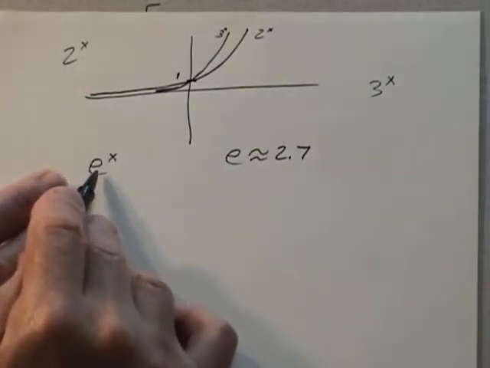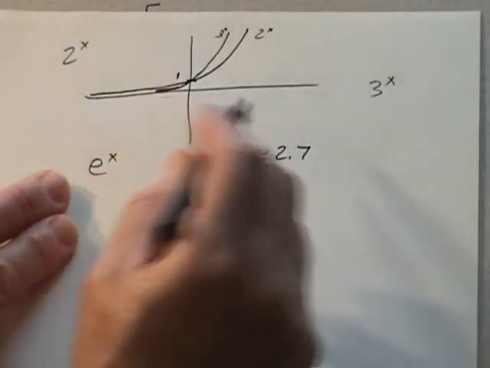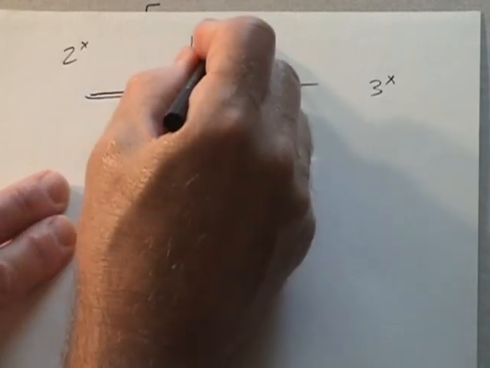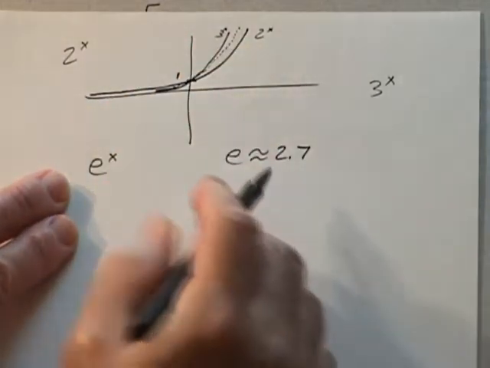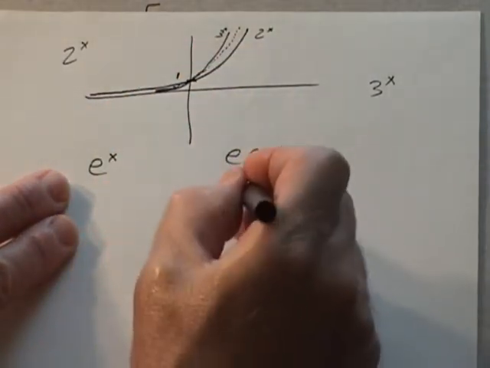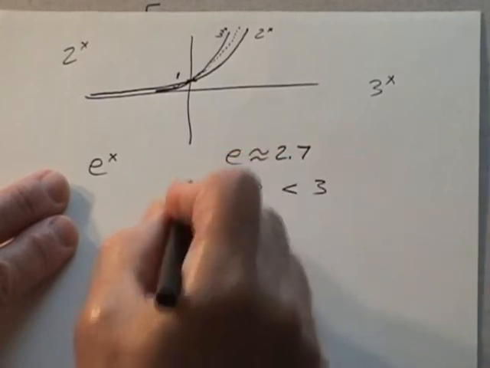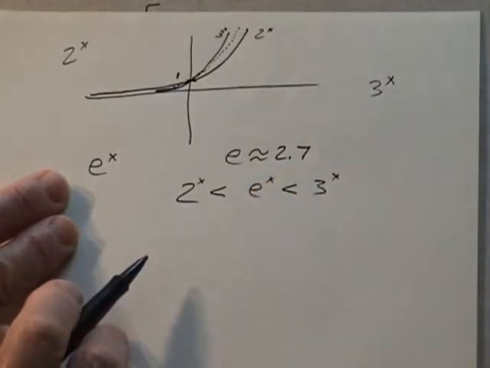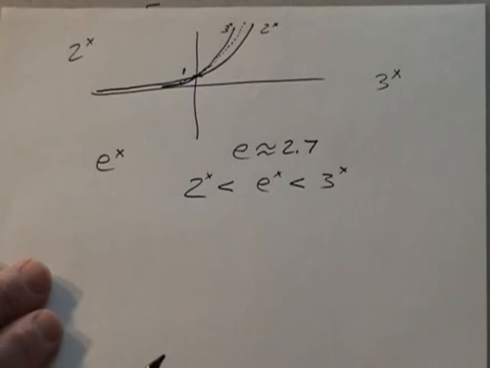But for our purposes, what's e to the x? Well, e to the x is going to look just like this, except e to the x is crammed in between 2 to the x and 3 to the x. So you've got to think of e to the x as somewhere in there, because e, as 2.7, is between 3 and 2. So 2 to the x and e to the x and 3 to the x are related like that. Okay, that's one of the things that we can do with exponential functions.